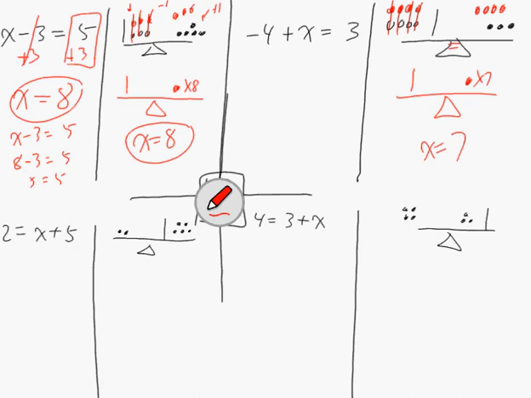If I think about what it looks like numerically, I would add 4 to both sides. I'd create that 0 pair just like I did here. I'd be able to have x equals 7. Same answer.